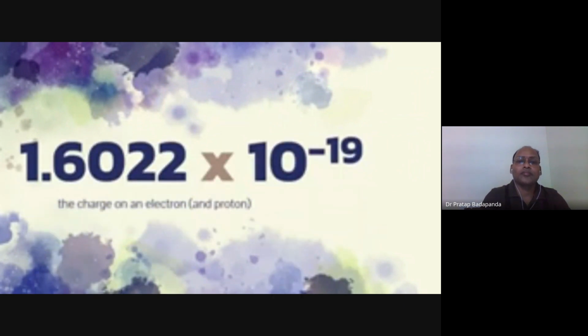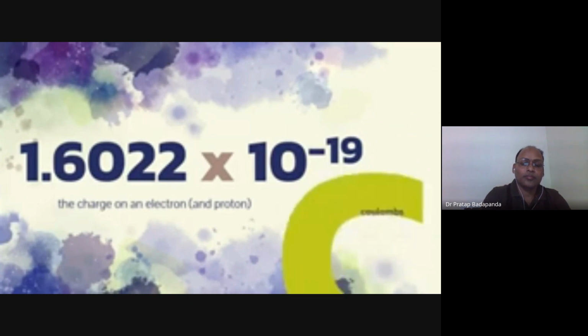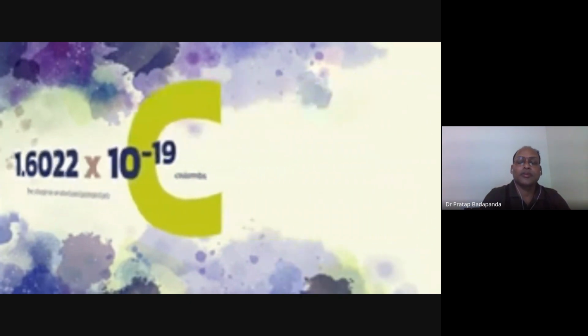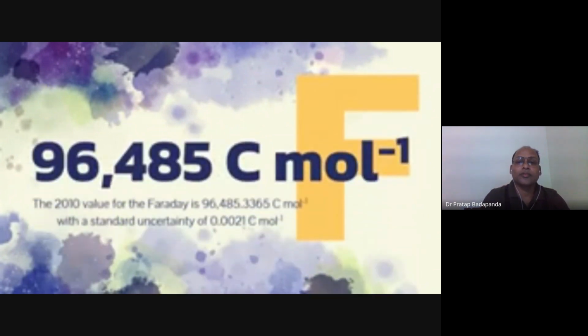You may recall that each electron has a charge of 1.6022 times 10 to the power of -19 coulombs. Thus, the Faraday is equal to 96,485 coulombs per mole.